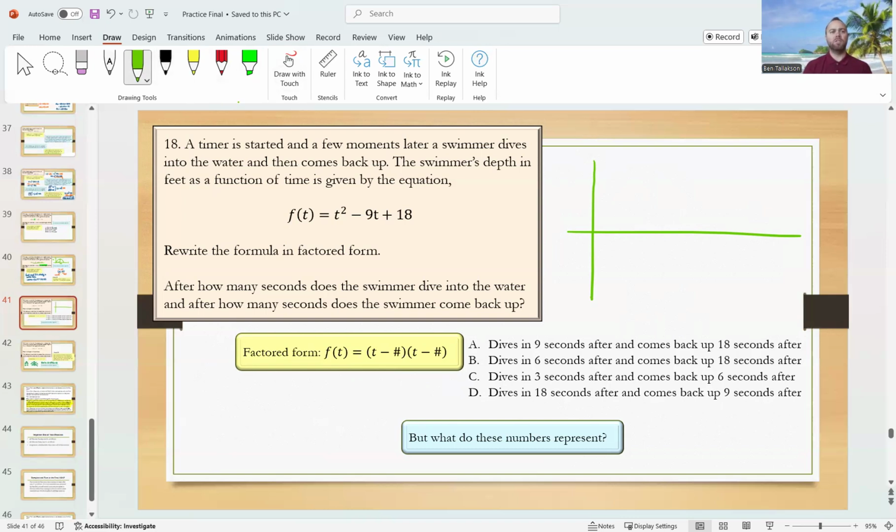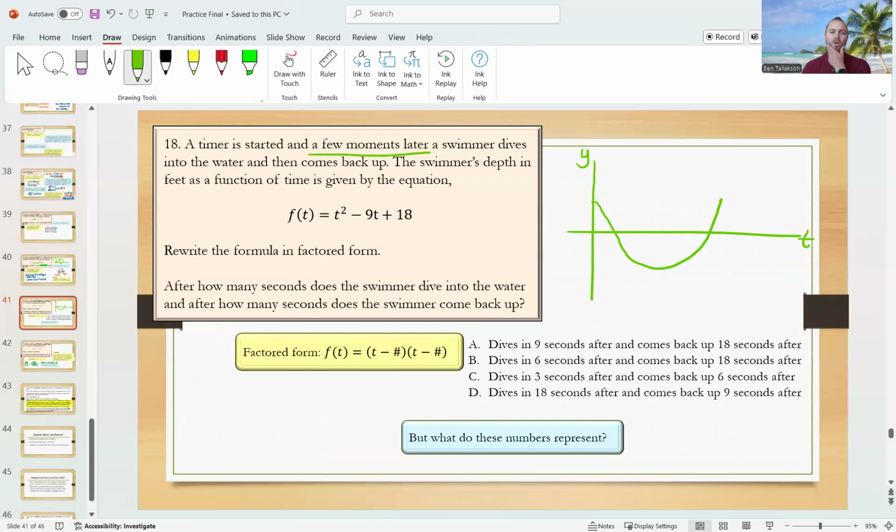Okay, they said a timer is started and a few moments later the swimmer dives into the water. So x-axis we know as time. And there's t's here instead of x's, that's fine. So label t there and y there. So if time starts at 0, timer starts. A few moments later, diver dives into the water and then comes back up. Interesting. Another parabola. That makes sense. This is a quadratic, right?